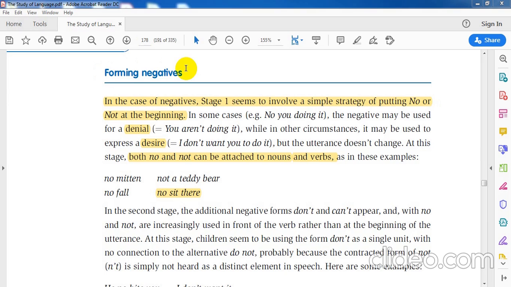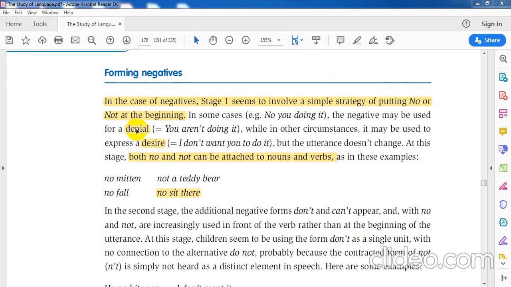Now, stage 1 is from 18 to 26 months. It involves a simple strategy of putting no or not at the beginning. No and not. Okay, so these two uses of no and not occur in the first stage, from 18 to 26 months.